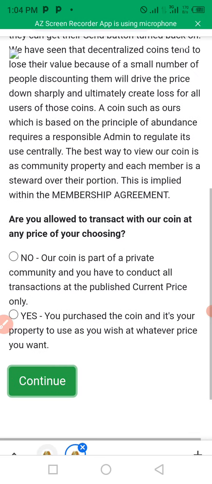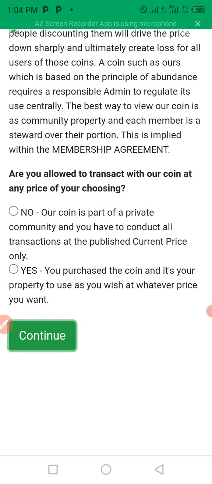So now question number 2. Are you allowed to transact with our coin at any price of your choice? Number 1, no. Our coin is part of a private community and you have to conduct all transactions at the published current price only. Number 2, yes. You purchase the coin at your own price. So all of us have to know that number 2 is very wrong.